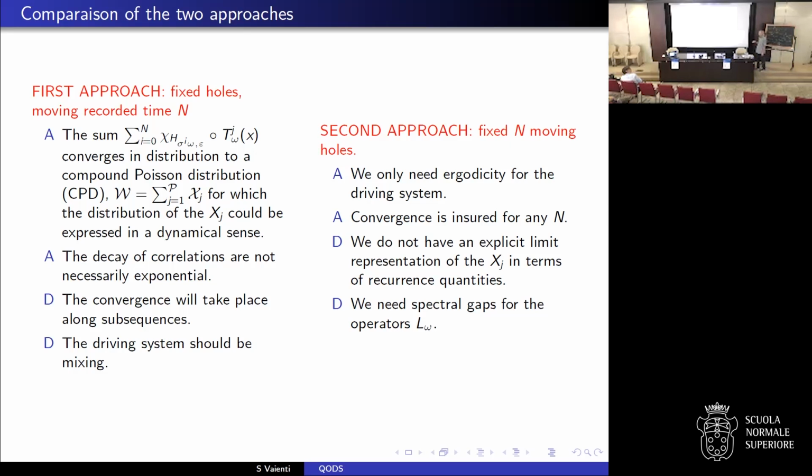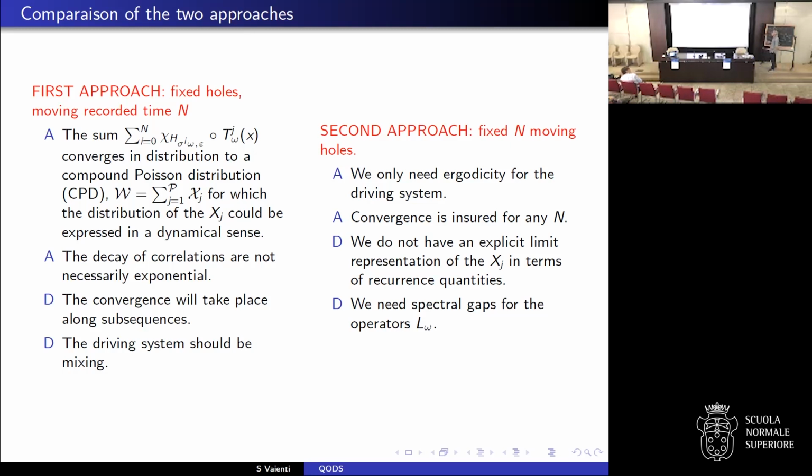But the disadvantages are that the convergence, when epsilon goes to 0, will take place along a subsequence. I will tell you why. And the driving system must be more than ergodic. I will explain why also.